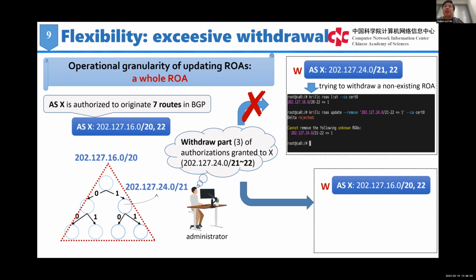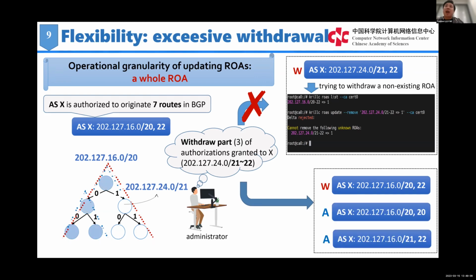First, we have to find out the ROA that has ever been published and contains the authorizations we want to withdraw, and then withdraw it as a whole. In addition, we may have to construct and publish a number of smaller ROAs for those authorizations that should be kept. We call this excessive withdrawal.